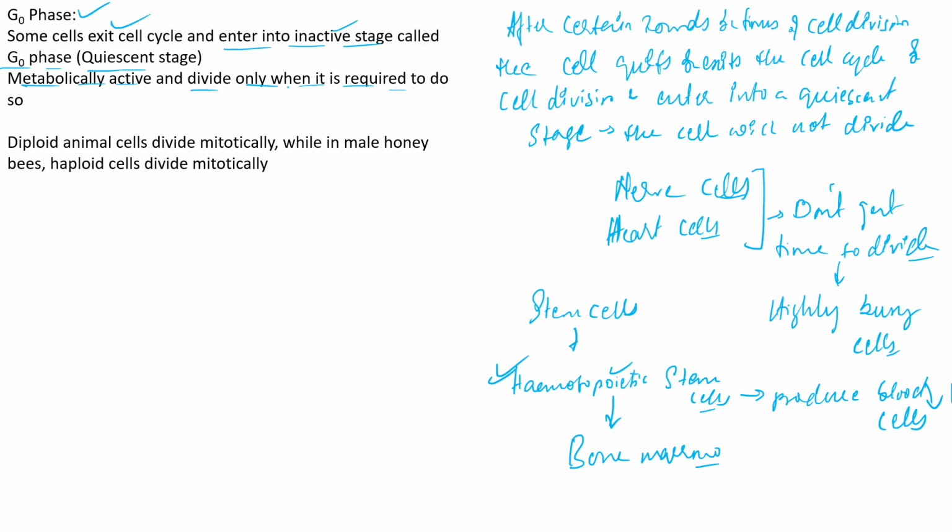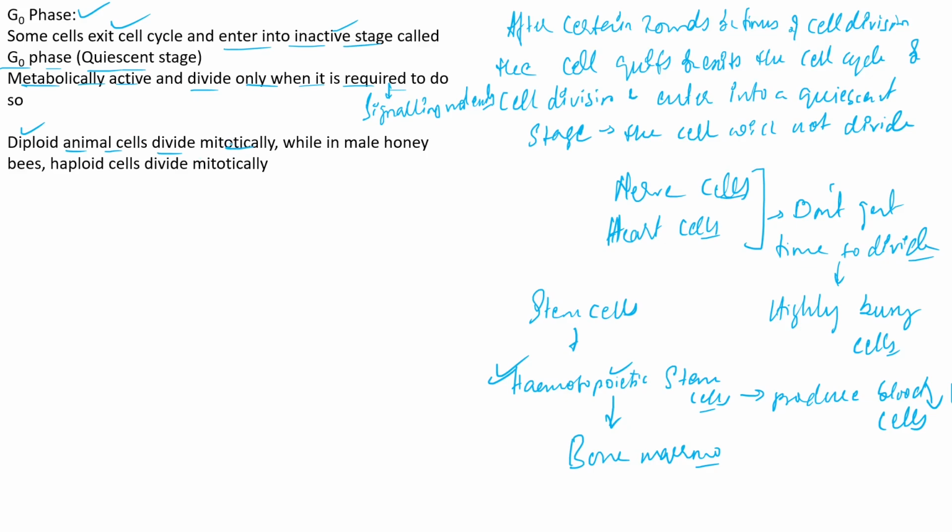Okay, so if you are thinking what makes cells come back to cell division, that is mainly because of certain signaling molecules. Don't worry about these signaling molecules, it is beyond the scope of discussion in this particular class. Yes. So now remember that all the animal cells divide mitotically.